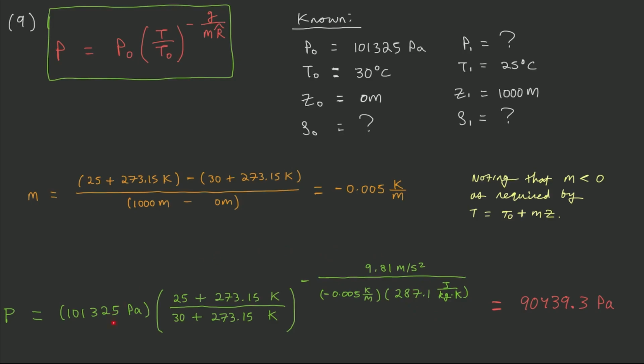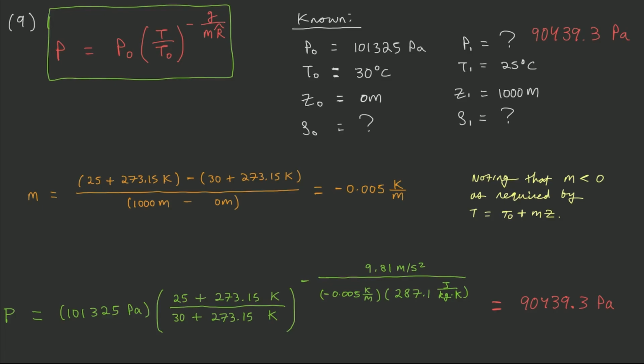Now, if you plug this into your calculator, you'll see that your pressure at your elevation 1,000 meters, adherent to the assumptions on page 1, is equal to 90,439.3 Pascal. So again, 90,439.3 Pascal is the pressure P1. So now we can finally fill in this chart, and we see that our pressure here is 90,439.3 Pascal.